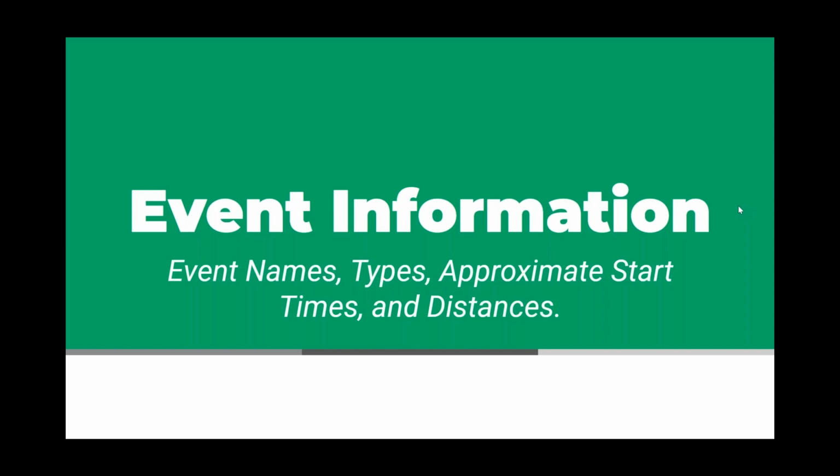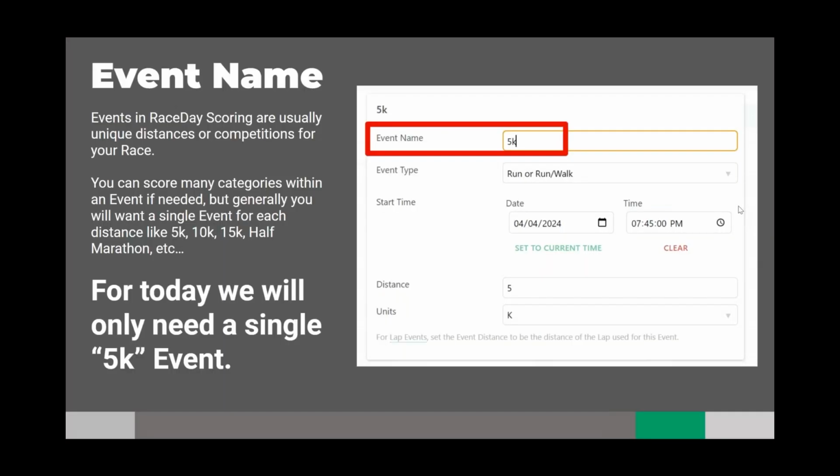So let's get started with that. There are two types of events in RaceDay scoring that you'll run into. There are registration events and there are scored events. When you're setting things up manually like this, there's usually going to be a one-to-one relationship between registration events and scored events. So you'll have a 5K registration event and a 5K scored event.